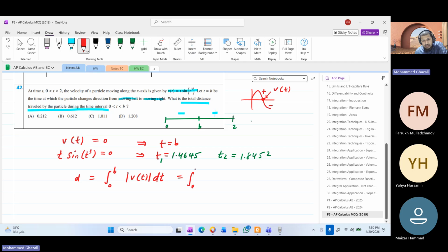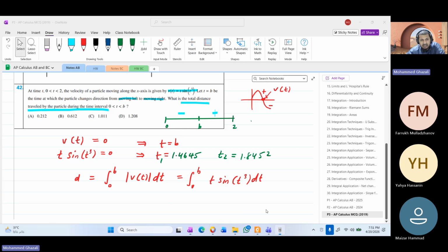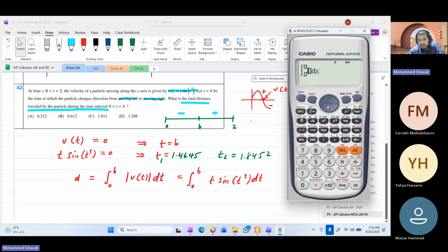So the integral from 0 to maybe t1, 0 to b, of t sine t cubed dt. Now we don't know which one it is, right? Because we got two different b values, so I'm going to put them into the integral and see which answer it gives me. So the integral is from 0 to 1.4645, right?